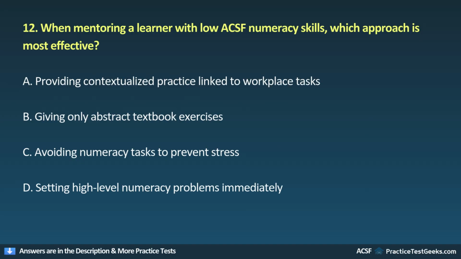12. When mentoring a learner with low ACSF numeracy skills, which approach is most effective? A. Providing contextualized practice linked to workplace tasks. B. Giving only abstract textbook exercises. C. Avoiding numeracy tasks to prevent stress. D. Setting high-level numeracy problems immediately.